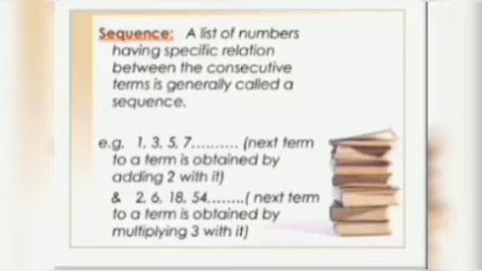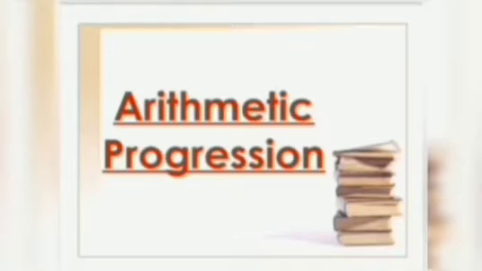In this example, you add 2 to each term to get the next term. Next, we take one more example: 2, 6, 18, 54. In this sequence, you multiply each term by 3 to get the next term. Next, arithmetic progression. In this chapter, you have only the introduction part of arithmetic progression.